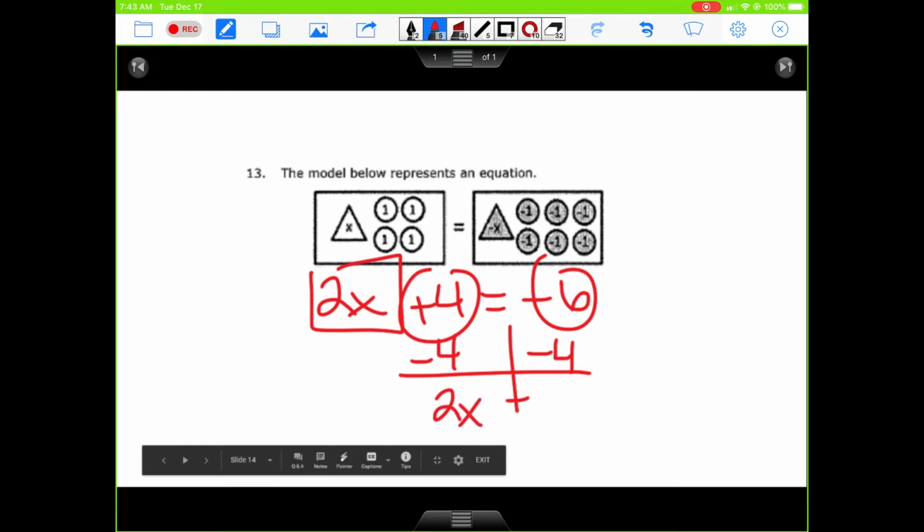Always do the opposite. So 2x is equal to negative 6 minus 4. I have two negatives, so I'm going to add them up, but keep them a negative. 6 plus 4 is 10. So we have negative 6 plus negative 4 is negative 10. And lastly, divide by 2 on both sides. A negative divided by a positive is a negative, so x equals negative 5.